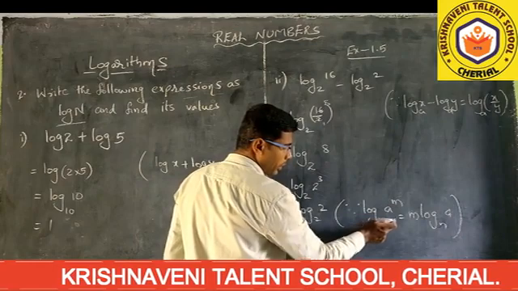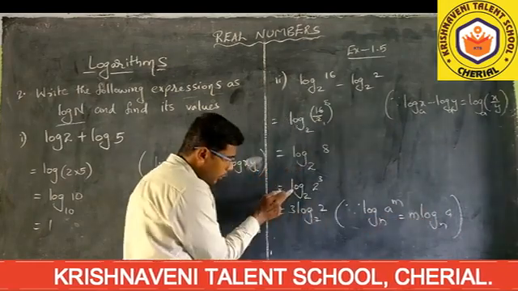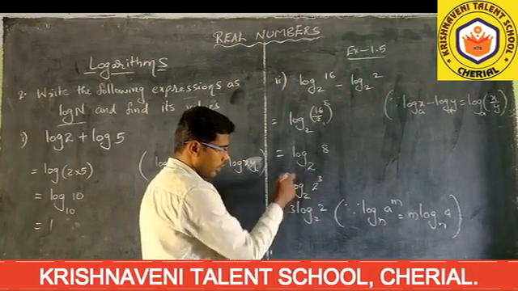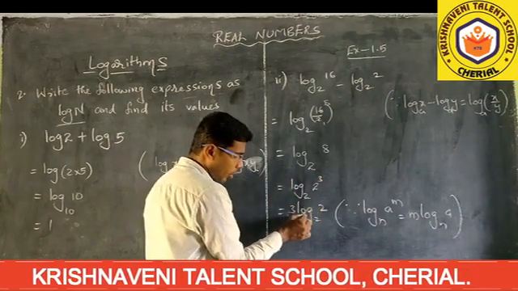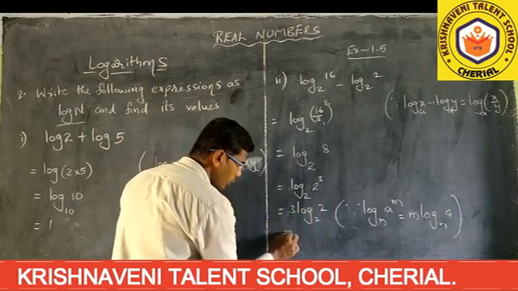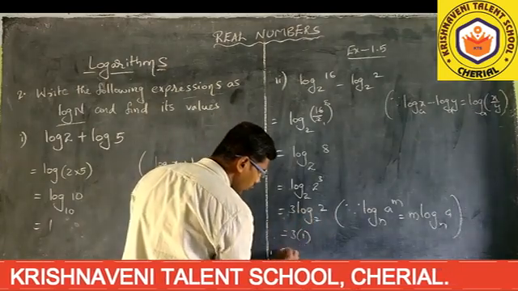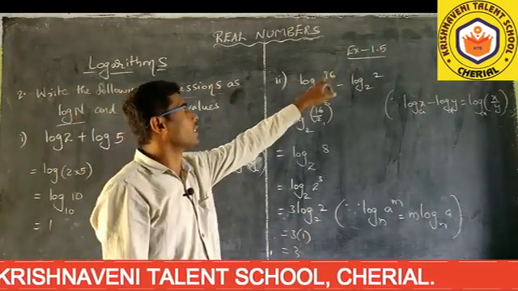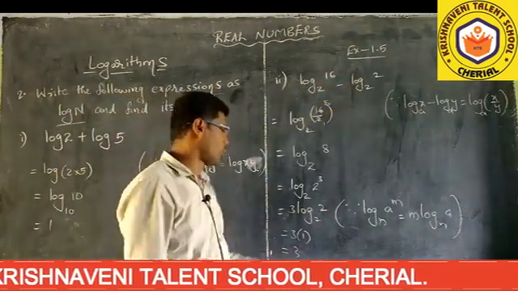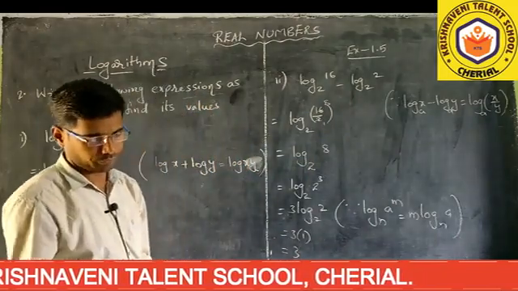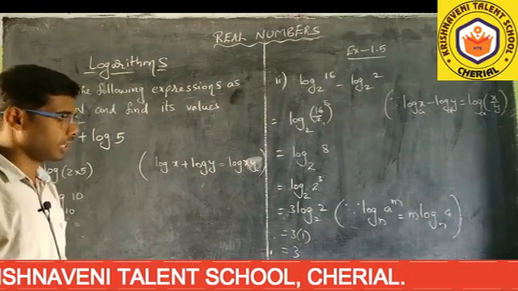Log a to the power of m to the base n equals m log a to the base n. If you observe properly, m will come out of the log. Here again the log number and the base are both the same, so its value is 3 into 1, which is 3. Therefore, the value of log 16 to the base 2 minus log 2 to the base 2 is 3.